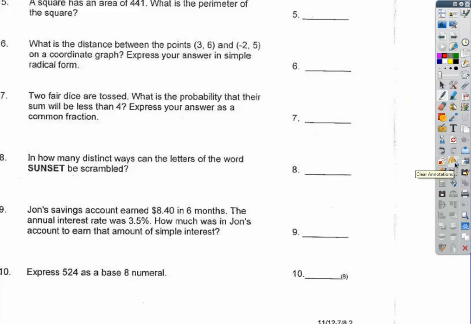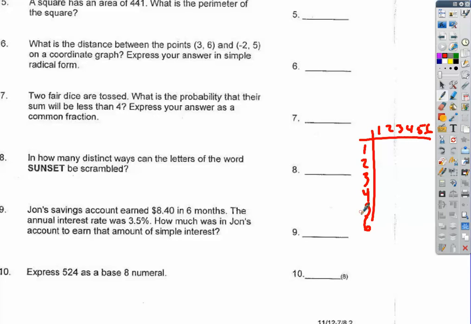Two fair dice are tossed. What is the probability that the sum will be less than 4? This I could do an area model with, and I will. So I know that 1, 2, 3, 4, 5, 6 and 1, 2, 3, 4, 5, 6.